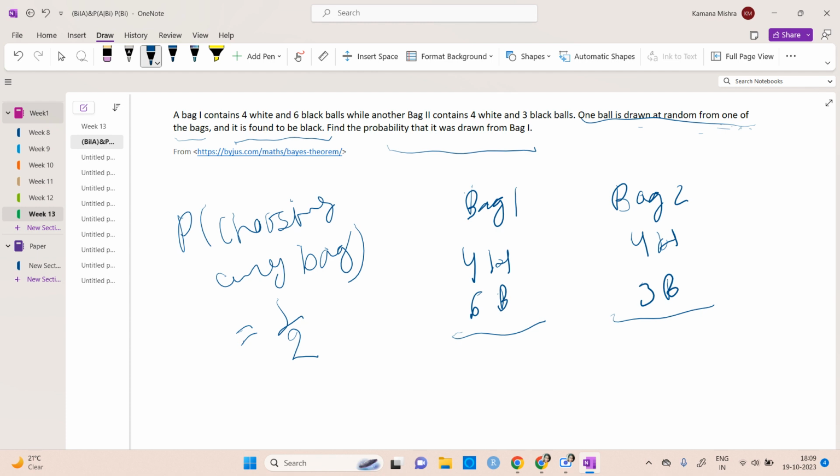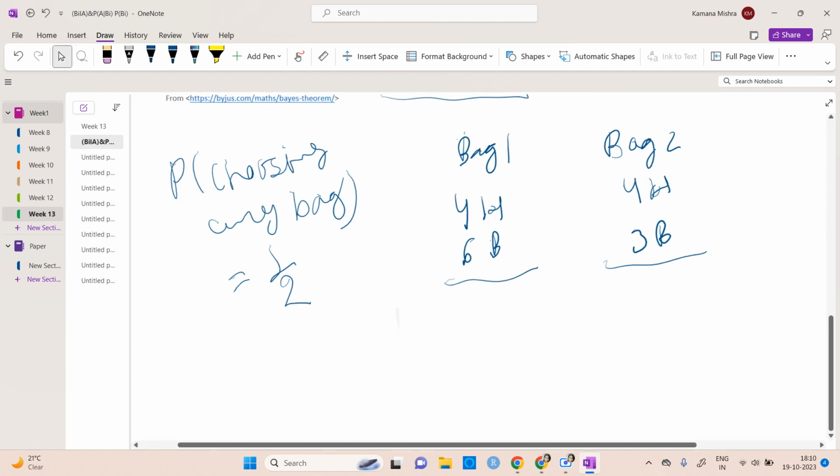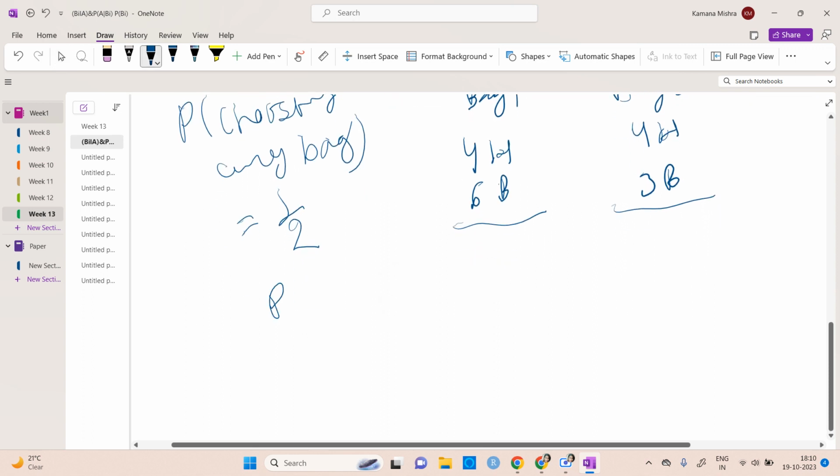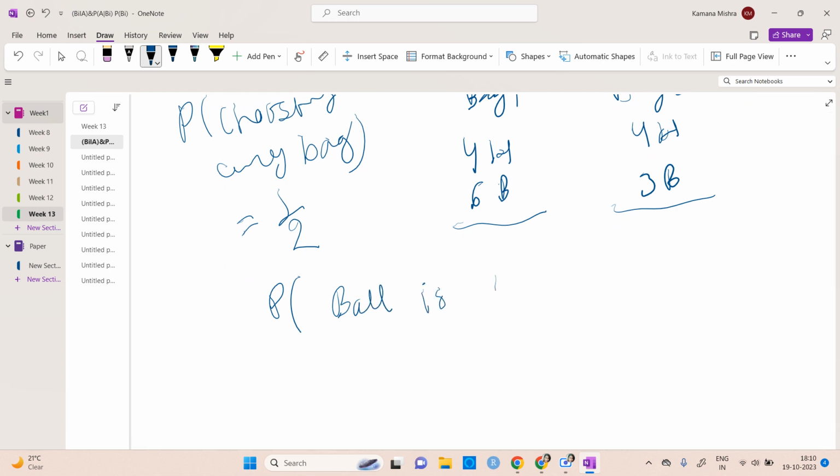Now what will be the probability? Firstly we find the prior probability, and then with the help of this we find the posterior one. Prior probability means the probability that the ball is black. We are not saying it is coming from the first or second bag. We are just saying the probability that the ball is black.